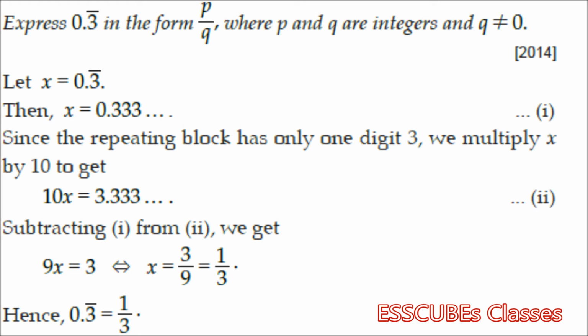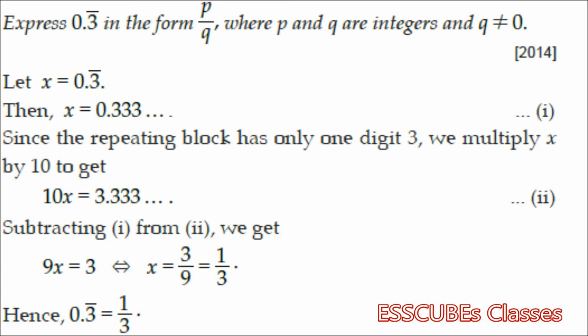What we are going to do is, let us take x is equal to 0.3 bar. Since it's a bar, that number has got repeated many number of times. We can write x is equal to 0.333 dot dot dot. Since the repeating block has only one digit 3, let us multiply x by 10. So what do we get? We get 10x is equal to 3.33. Let us name this equation as number 2, while the first one is x equals to 0.33.